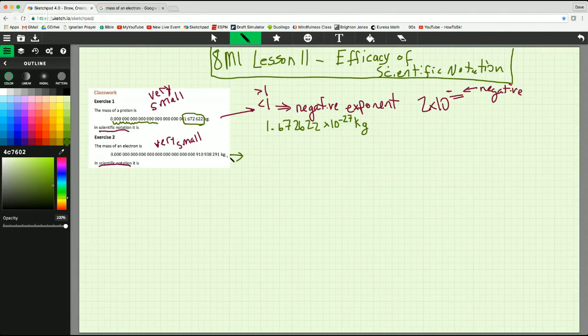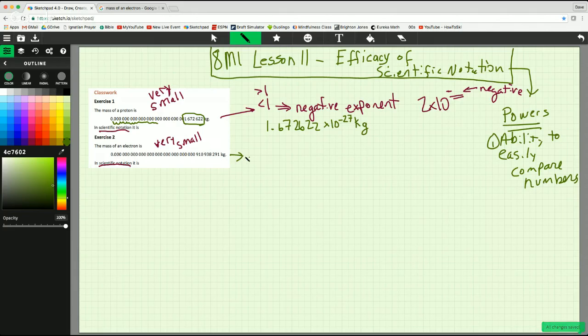Now if you do the same thing with an electron, let's go back to the original question. What's bigger, an electron or a proton? Which is bigger? You can't really look at these numbers and know the answer. So that's why we're converting it into scientific notation, because one of the powers is our ability to easily compare numbers. That's one of the powers.